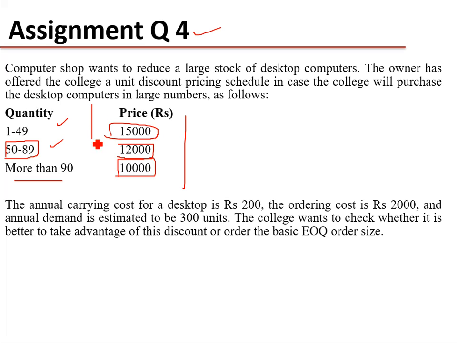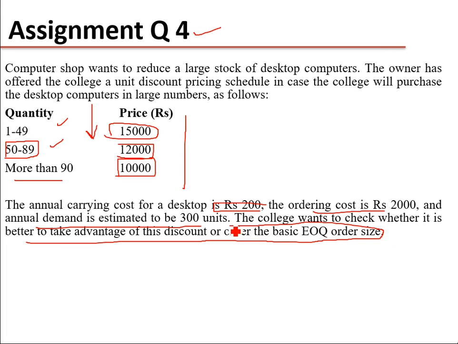So this is how the price is going to decrease when you put more units in an order. The annual carrying cost for desktop is 200. The carrying cost is given, the ordering cost is given, and the annual demand is given over there. The college wants to check whether it is better to take the advantage of this discount or order the basic EOQ order size.